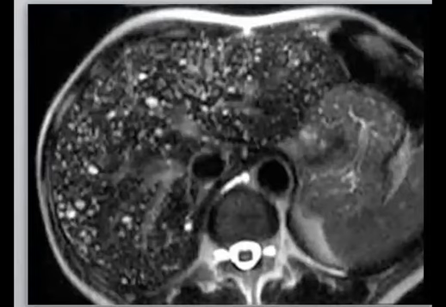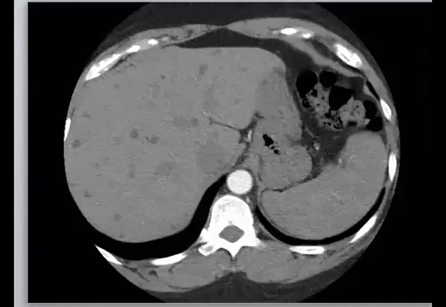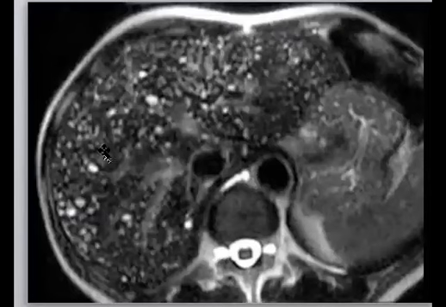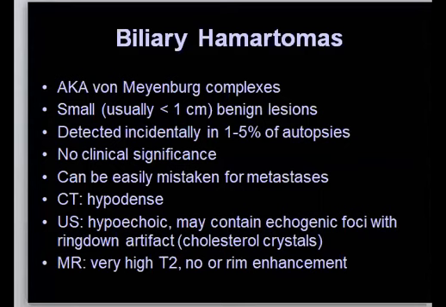Perfect. Starry sky sign. Okay. They also call it von Meyenburg complexes. As you see, all are small, benign lesions. It can be incidentally discovered. Nothing clinically significant. Yes, von Meyenburg, perfect. In the CT, as you see, it was hypodense. In the MRI, it looked like a cyst with no enhancement. And maybe in the ultrasound, you can see something like artifact because it can have cholesterol, which gives you this appearance. So this was called biliary hamartoma.